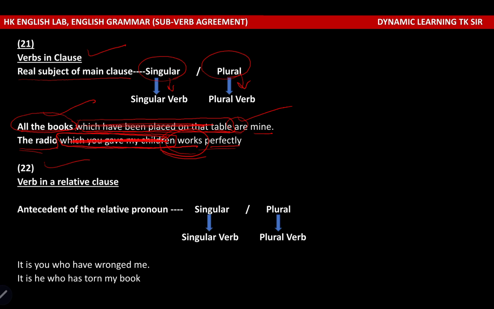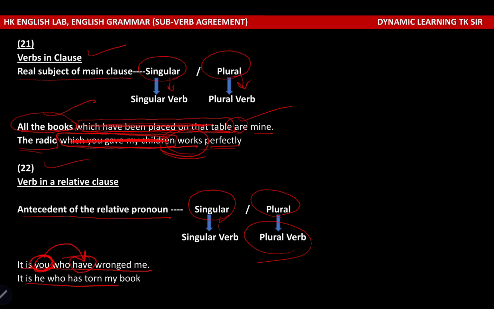Next, verb in the relative clause. Antecedent means the real subject of that sentence you have to take. If it is singular, then singular verb. If it is plural, then plural verb. Let's understand in an example. It is you who have wronged me. Tell me who is the real subject. Don't you think that you is the real subject? You is plural. That's why the verb is also plural. It is he who has torn my book. He is the real subject. Then the verb is has. Got it?